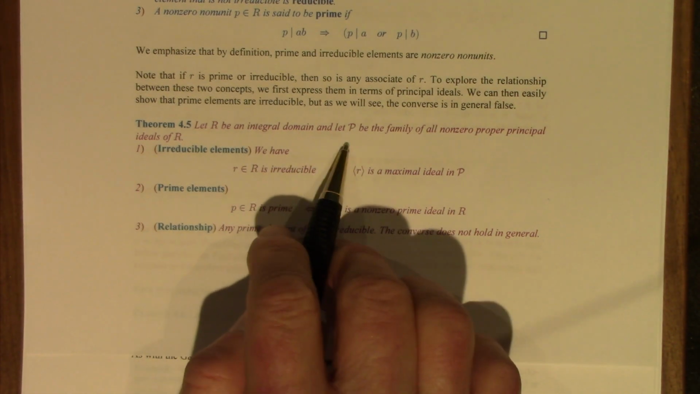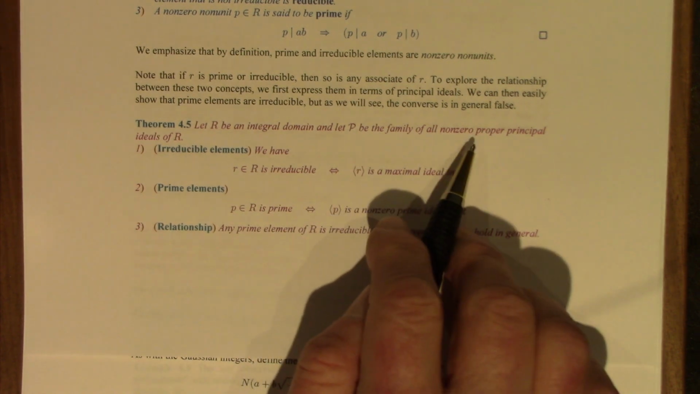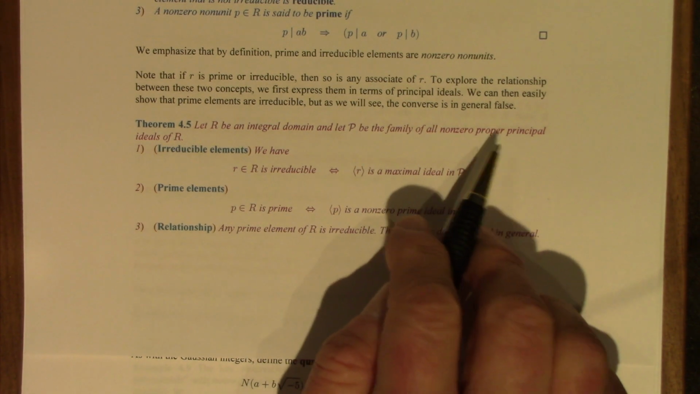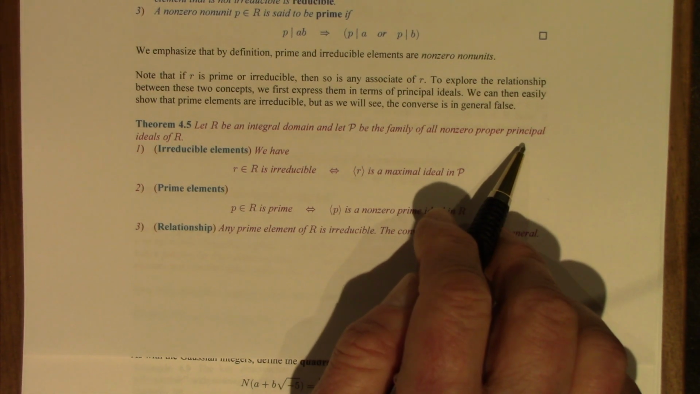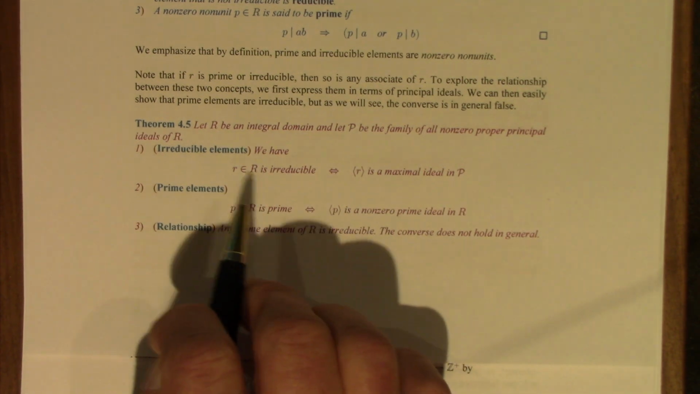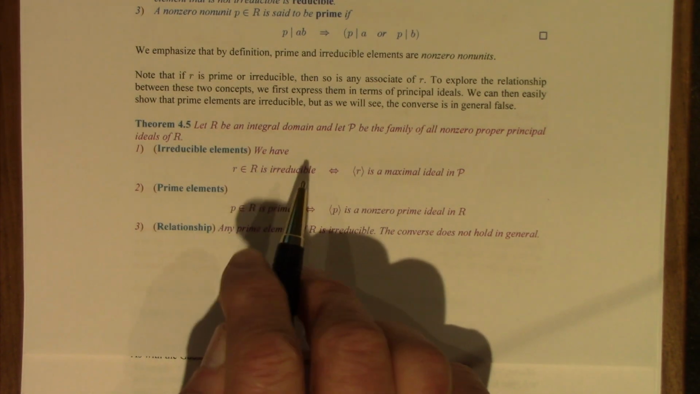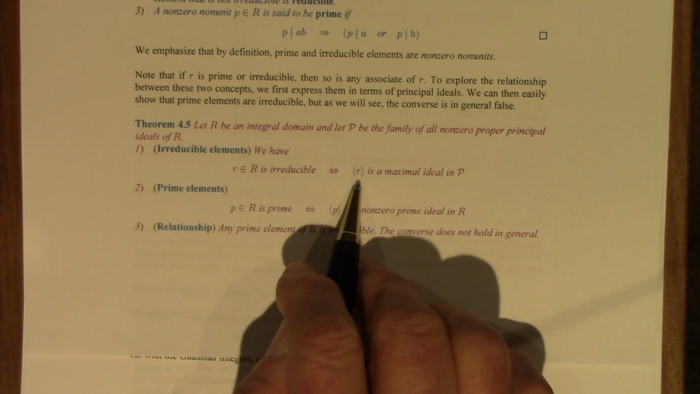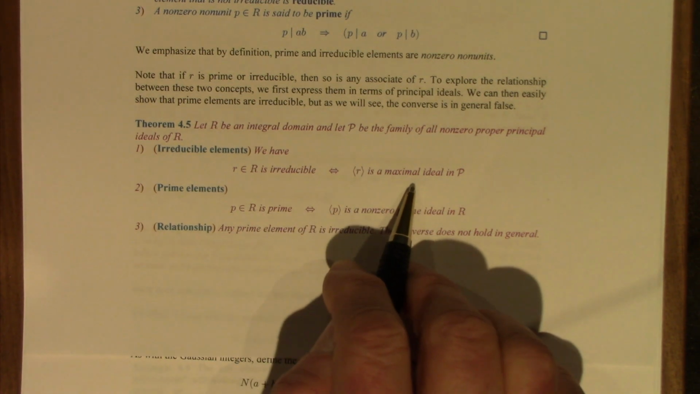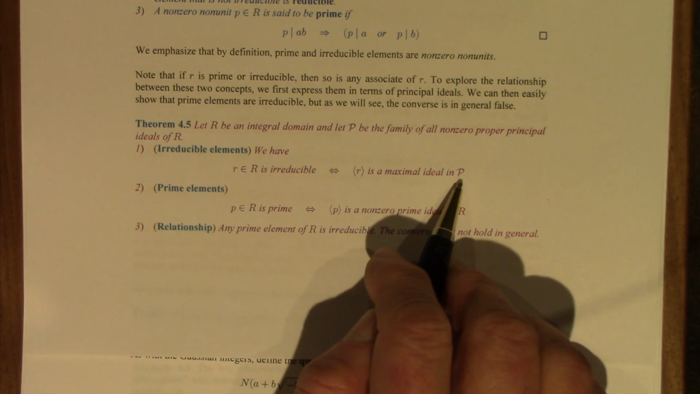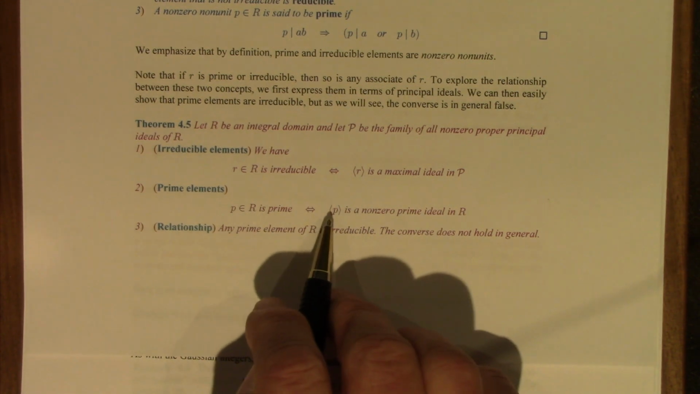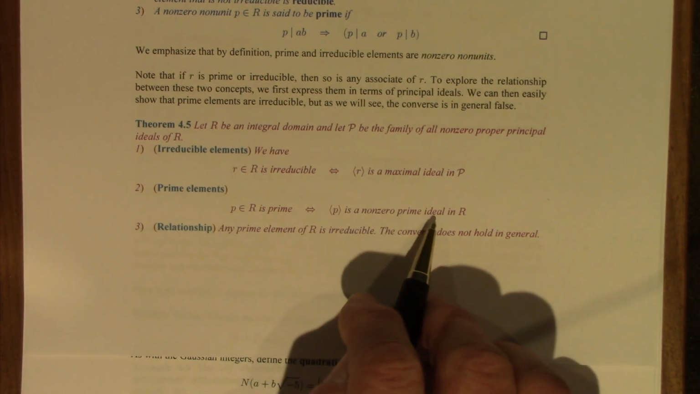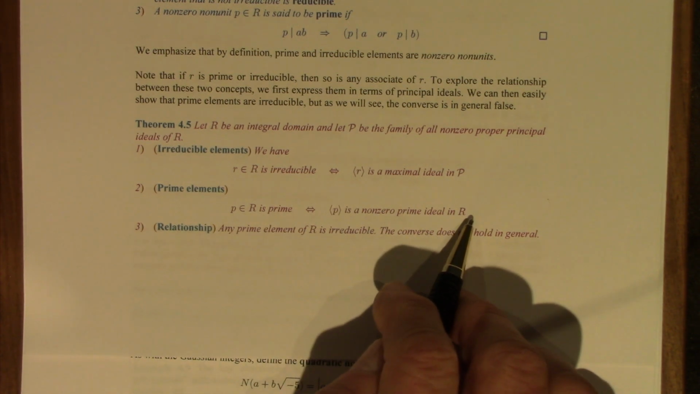Theorem: let R be an integral domain and let script P be the family of all non-zero proper principal ideals of R. Then little r in R is irreducible if and only if the ideal it generates is maximal in this family, script P. And r is prime if and only if the ideal it generates is a non-zero prime ideal in R.